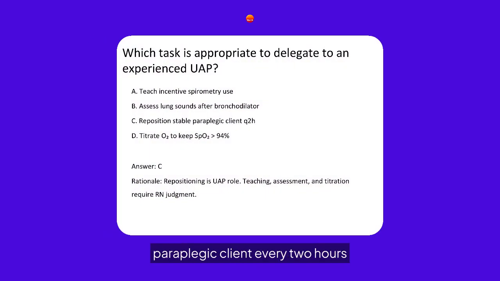Repositioning a stable paraplegic client every 2 hours is appropriate to delegate to an experienced UAP. This task falls within the UAP's role, while teaching, assessment, and titration require RN judgment.